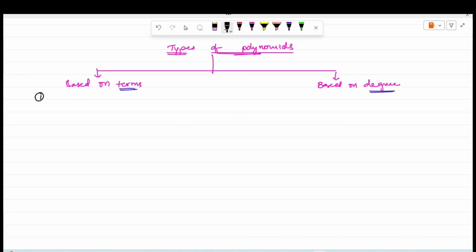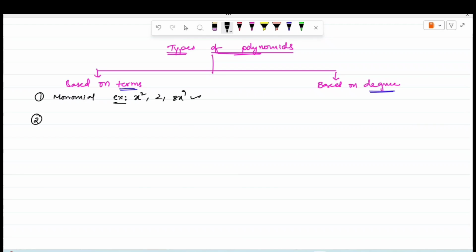First one: a single term is called a monomial. Example: x square is a monomial, otherwise 2 is a monomial, 3x power 9 is also a monomial. A single term alone is called a monomial.